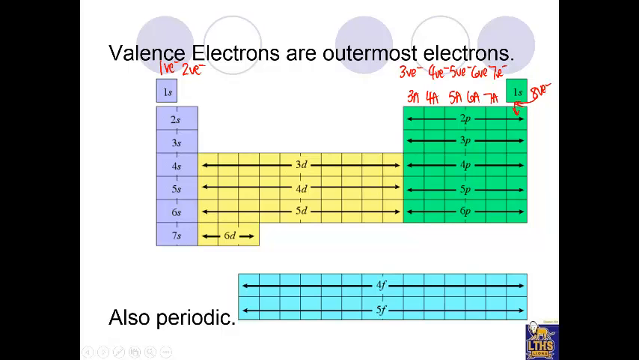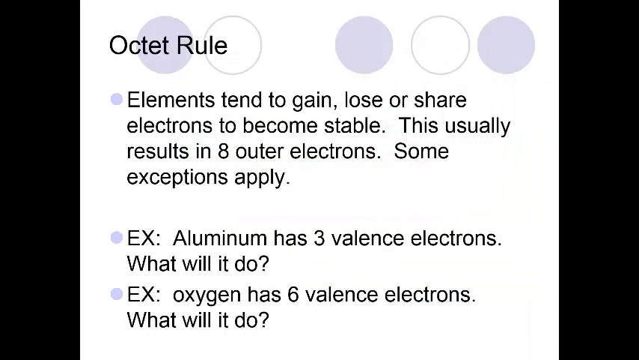It's also periodic. Look, go across this way, 1 through 8. 1 through 8. 1 through 8. That's how many valence electrons they have. It's a periodic trend. So, why do elements form bonds? Why do elements react?